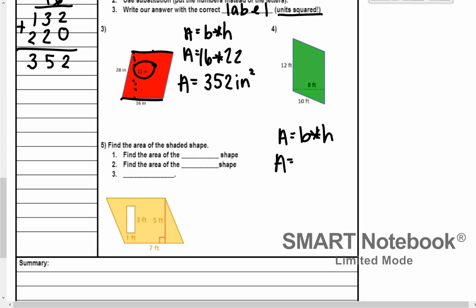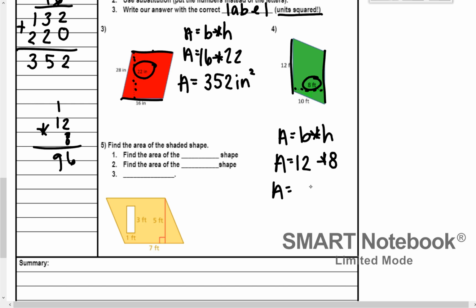Area equals our height, that's connecting the two bases, is going to be 8. Our base, which is one of the sides that the height is connecting, is 12. To the side, we would do 12 times 8. 8 times 2 is 16. 8 times 1 is 8 plus 1 is 9. We should get area equals 96, but I'm not finished. I need to put a label. Feet times feet is feet squared.